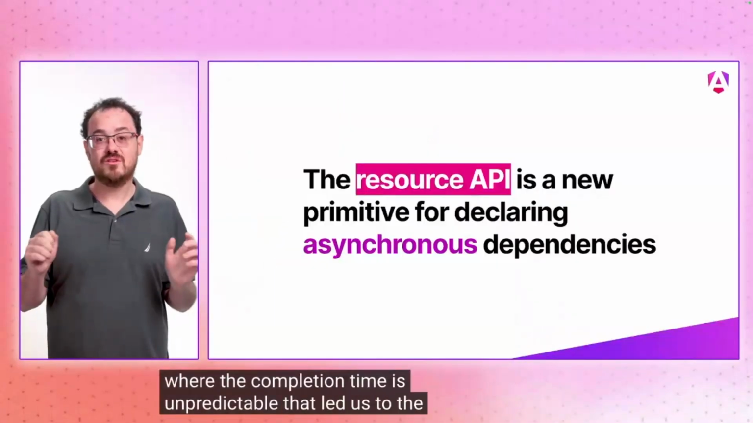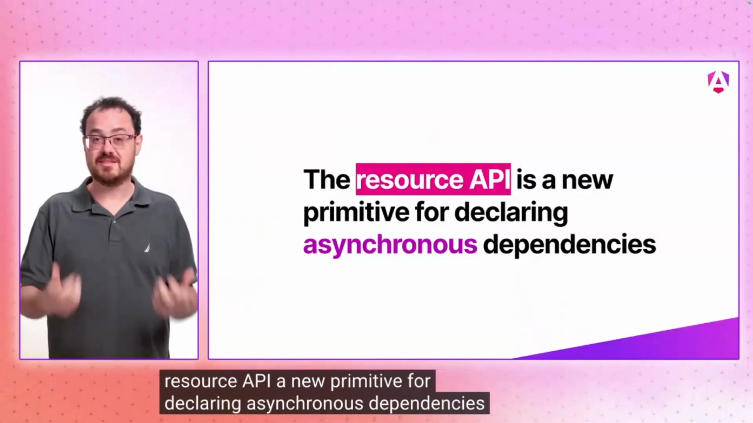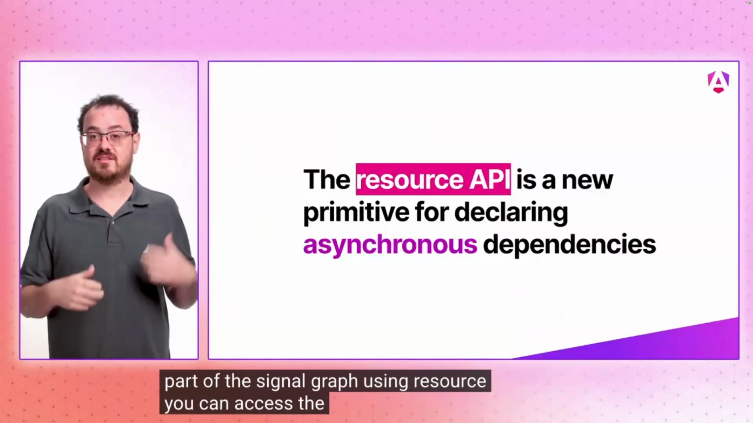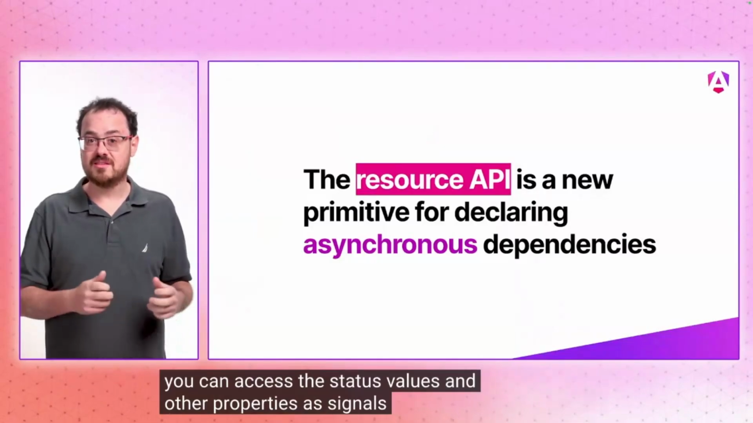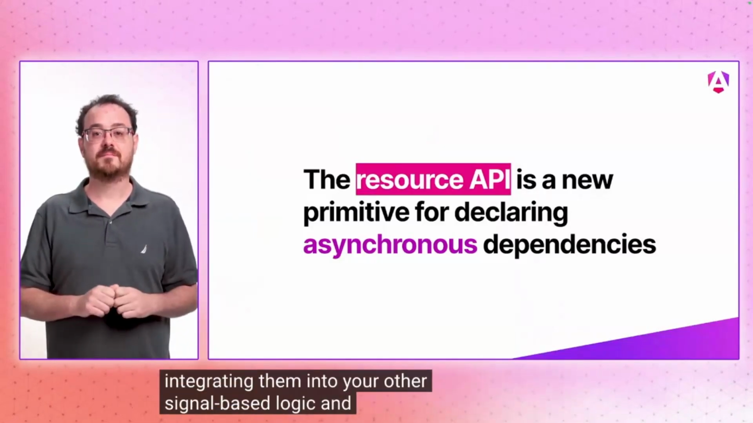That led us to the new resource API, a new primitive for declaring asynchronous dependencies as a part of the signal graph. Using resource, you can access the status, values, and other properties as signals, seamlessly integrating them into your other signal-based logic and templating.